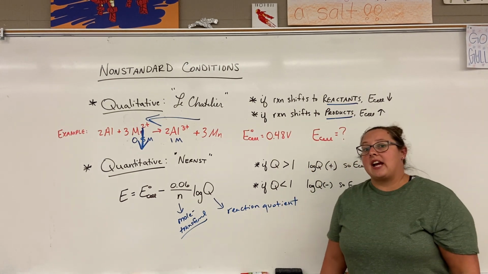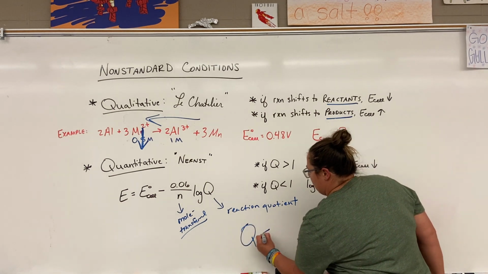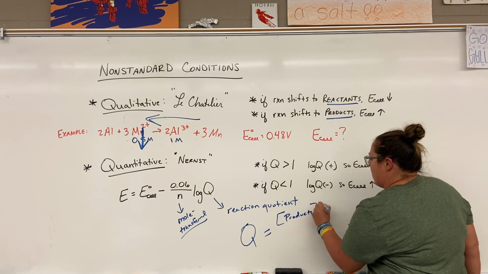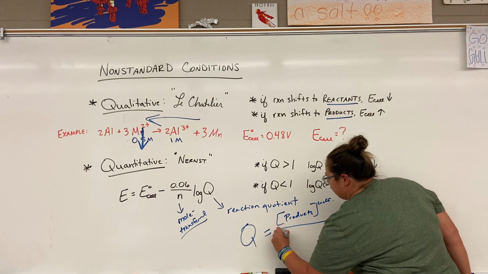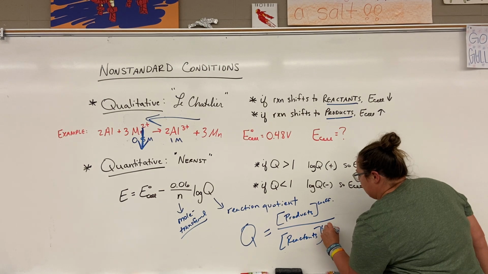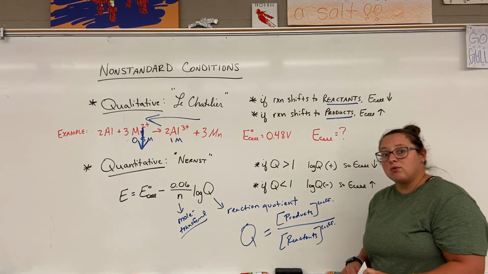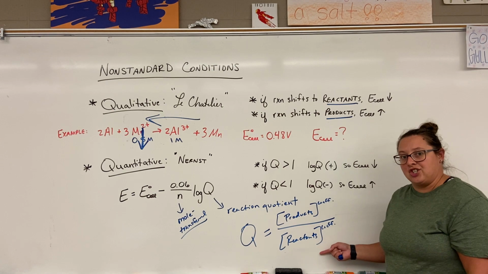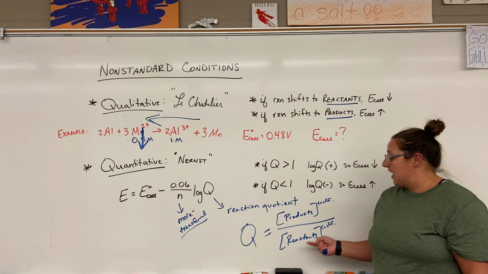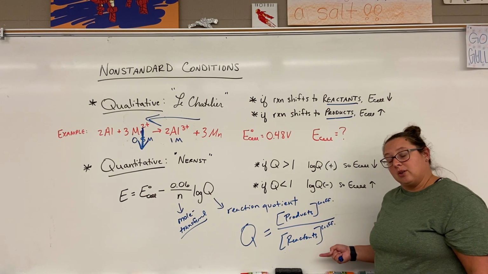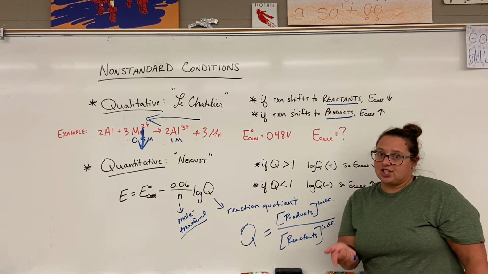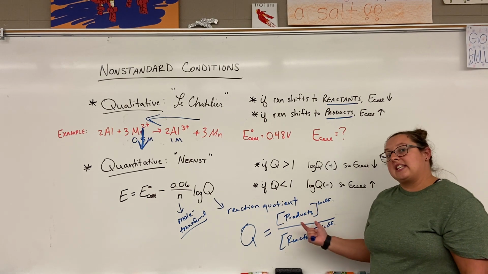How we calculate reaction quotient is we take the concentration of our products raised to their coefficient divided by the concentration of my reactants raised to its coefficient. If you took advanced chemistry last year and you remember K, equilibrium, like ICE tables and stuff, this should look very familiar to you. Q is actually a non-equilibrium version of K, and it's calculated the same exact way.